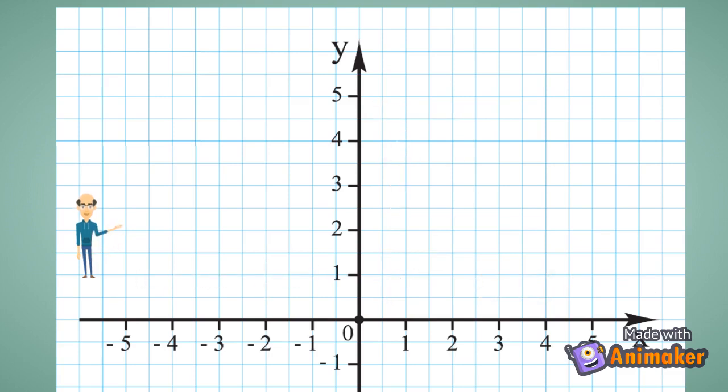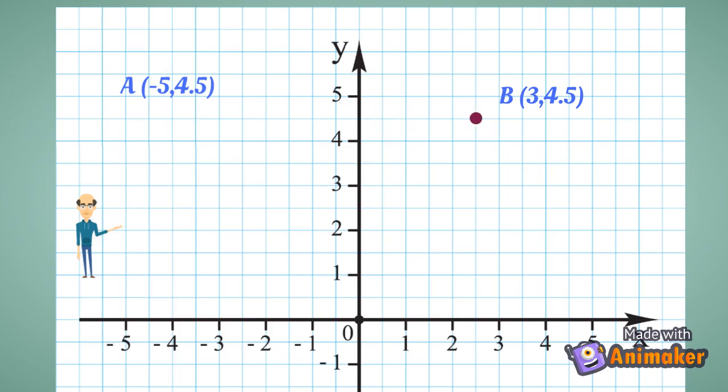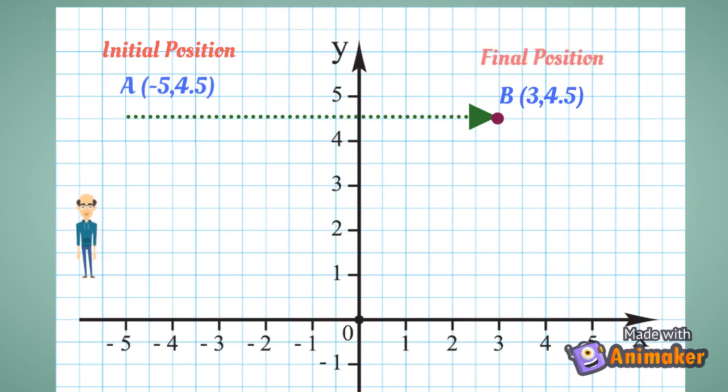The position of the object is its coordinates with respect to the assumed origin and axis. For example, the object shown here moves from point A to point B. We can say that the initial position of the object was at A, which has the coordinates x equal to -5 meter and y equal to 4.5 meter. The final position of the object is at B, which has the coordinates x equal to 3 meter and y equal to 4.5 meter. We assumed that each unit along the coordinate axis is of length equal to 1 meter.